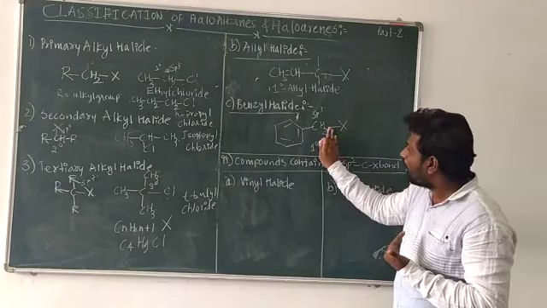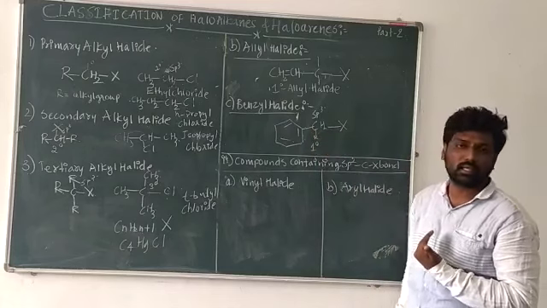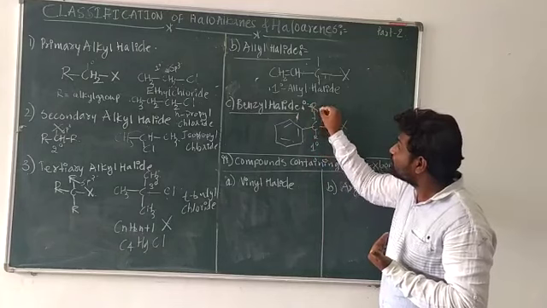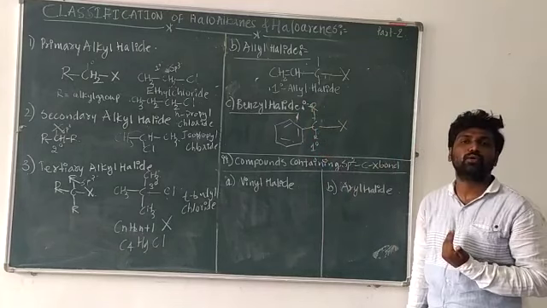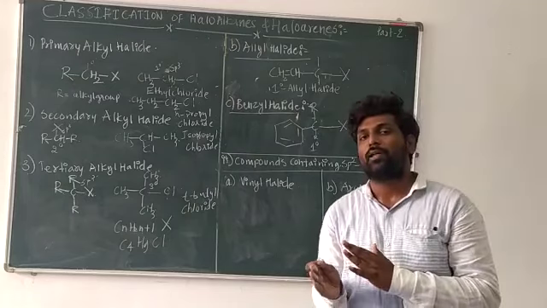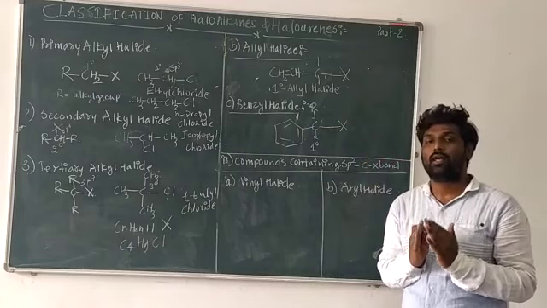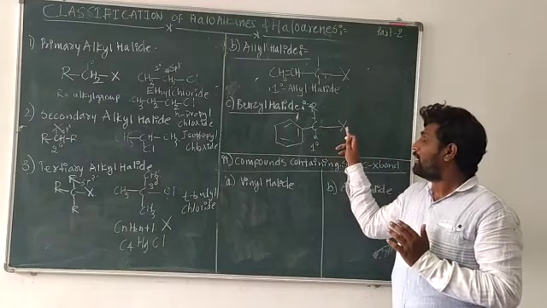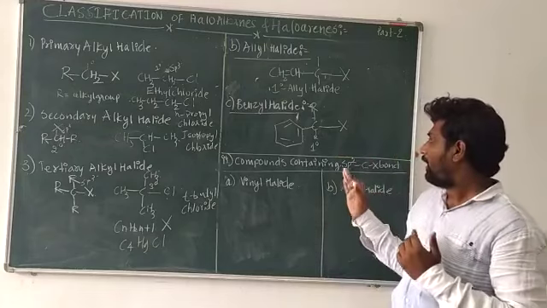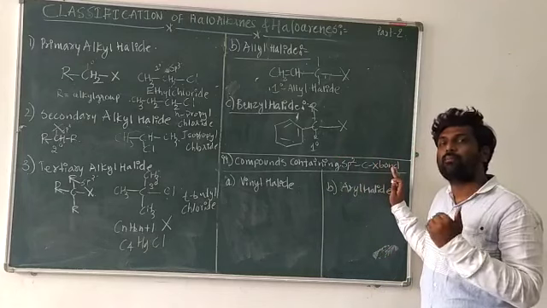If I remove another hydrogen atom from this and bond it with any other carbon atom, then it is a secondary benzylic halide. If another hydrogen is replaced by another carbon atom, then it is known as a tertiary benzylic halide. So benzylic halides can also be classified as primary, secondary and tertiary based on the nature of the carbon atom to which the halogen atom is bonded. And the next one is compounds containing sp2 C-X bond.